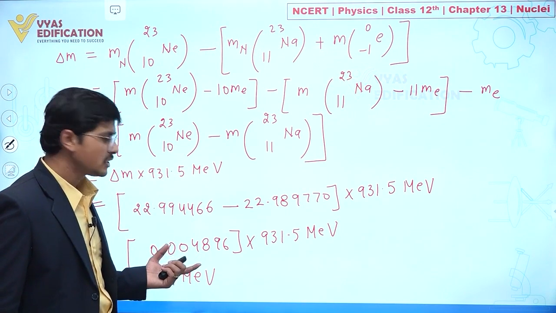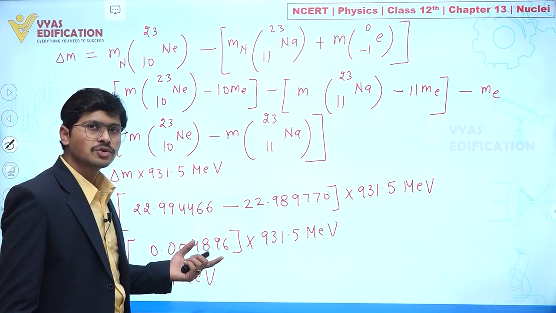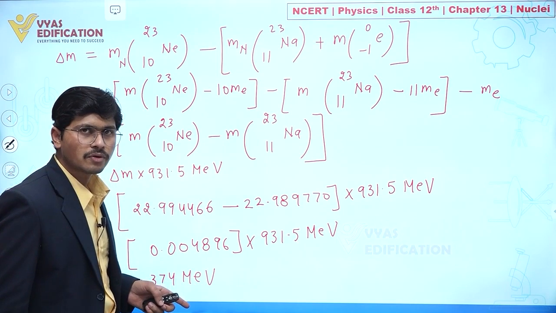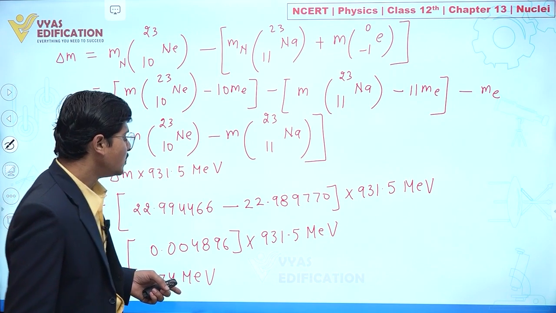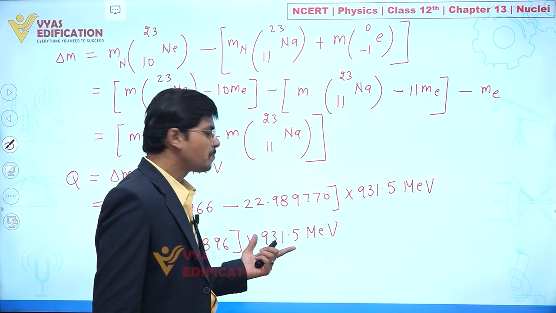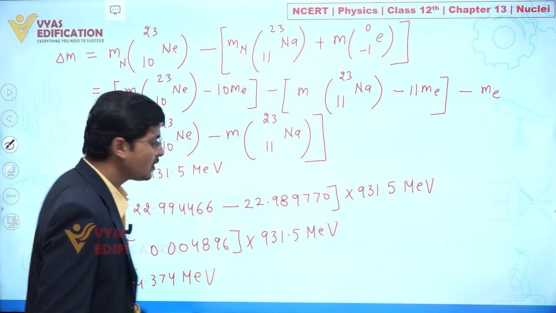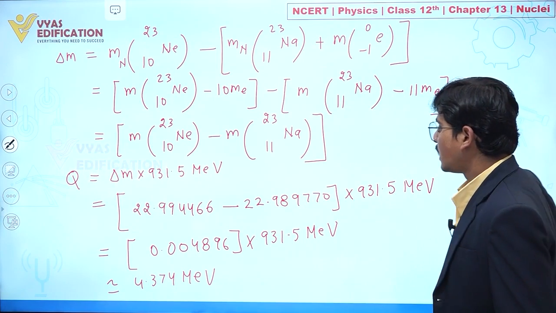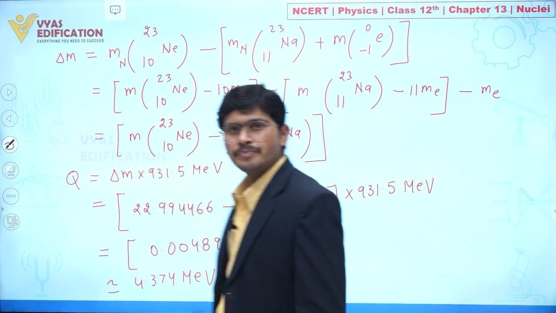Near about you can say this is 0.0050. So if you remove this decimal, you can write 50 divided by 10 to the power 4 or 5 divided by 10 to the power 3. So you can say 5 multiplied with 0.931. Clear? So definitely you will find this value 4.374 million electron volt. Clear everyone?